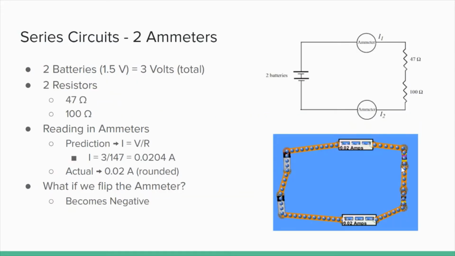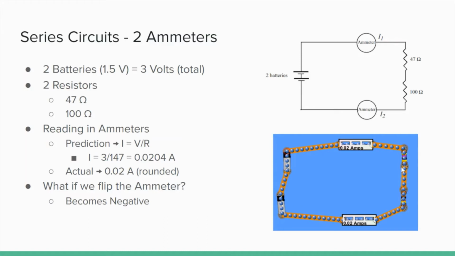To begin, we started with series circuits, which followed with two ammeters. We set it up with two batteries, each of 1.5 volts, and two resistors of 47 ohms and 100 ohms. Then we would find the reading in the ammeters and predict it initially, which gave us 0.0204 amps, whereas the computer model showed us a 0.02 amps value, which I believe is rounded.